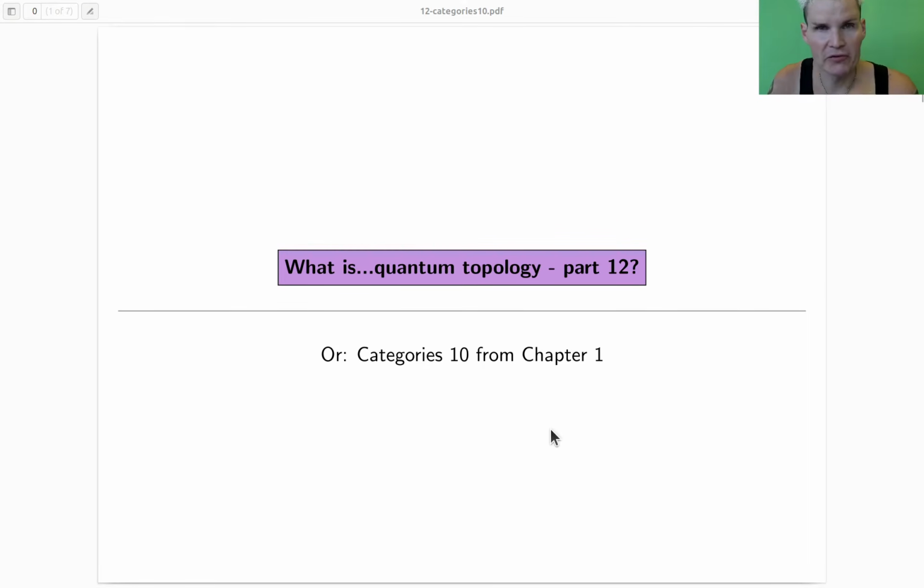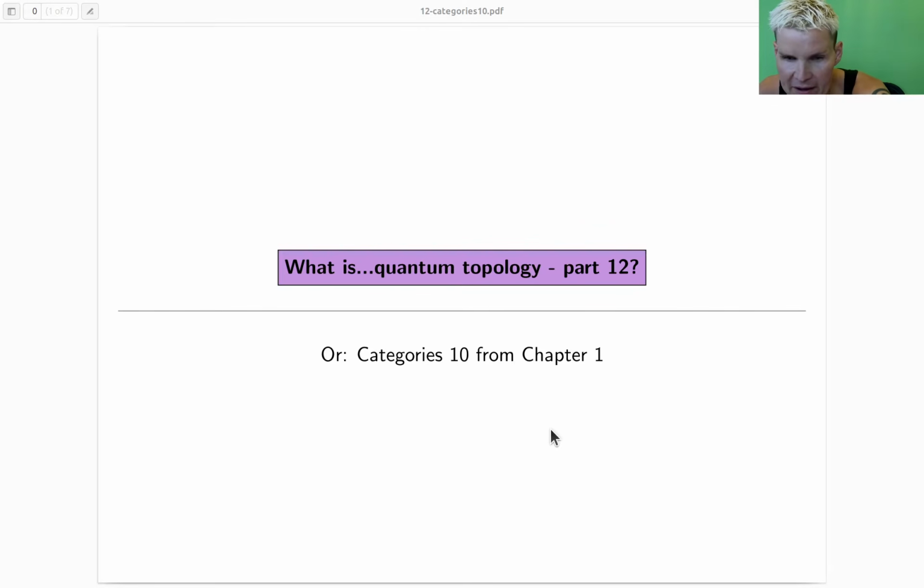Okay, welcome everyone to this continuation of what is quantum topology, already part 12, and actually the last part about categories before we go into something more exciting, namely more categories. So what is more exciting than categories? More categories, maybe. Or enriched categories, or whatever you want to call it.